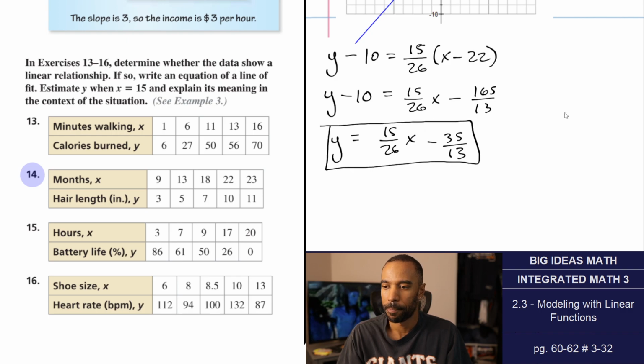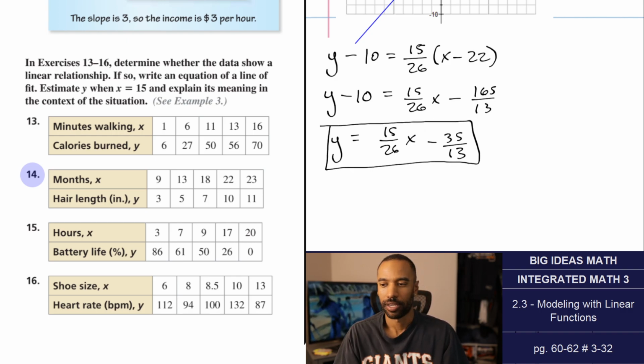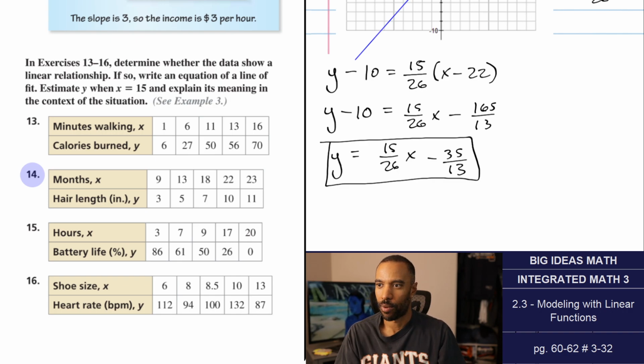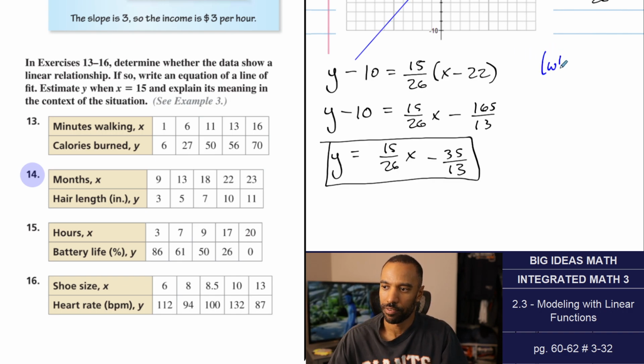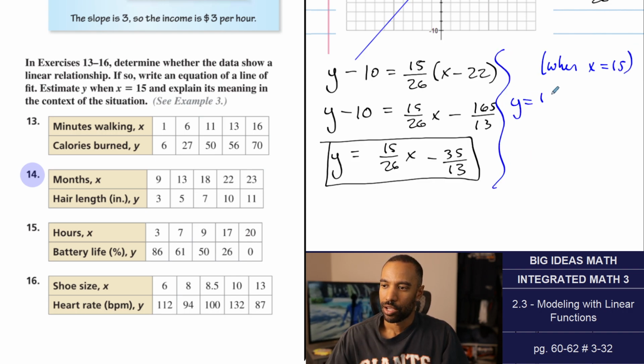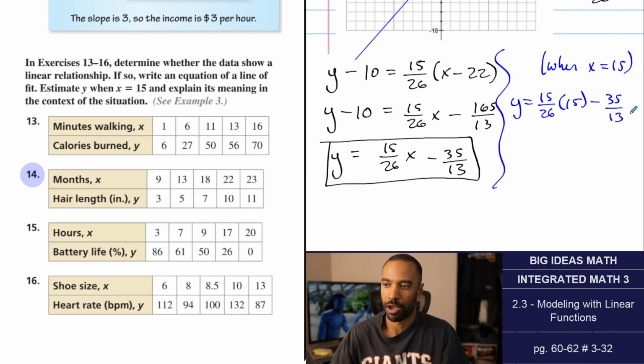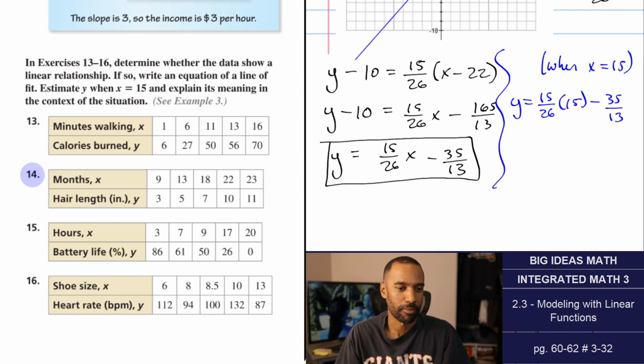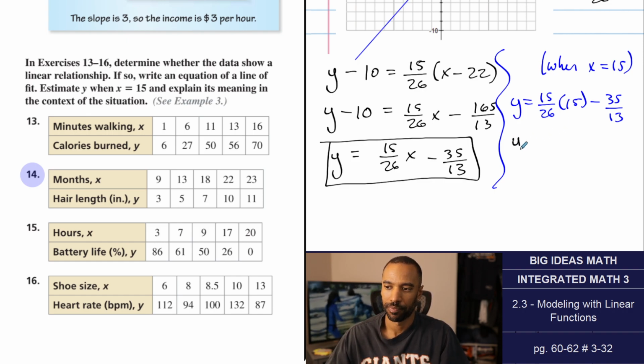Now we're going to use that to plug in 15 for x, get a value out for y, and figure out what's going on. So when x equals 15, y equals 15 over 26 times 15 minus 35 over 13. Now I'm going to let my calculator do the rest, so no rounding beforehand. 225 over 26, since 15 times 15 is 225, minus 35 over 13. So that number is 5.961, around 6. Rounded to the nearest tenth, it's around 6.0.